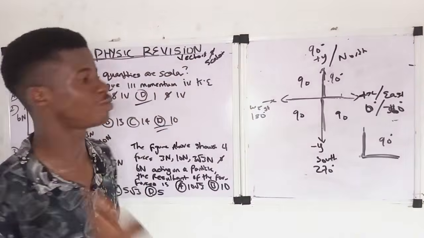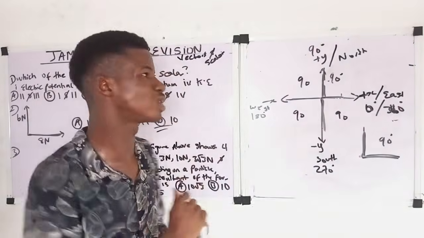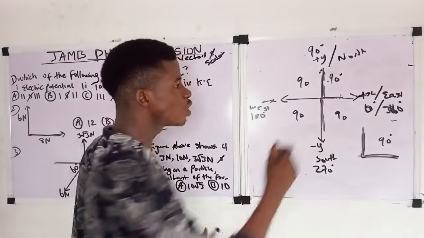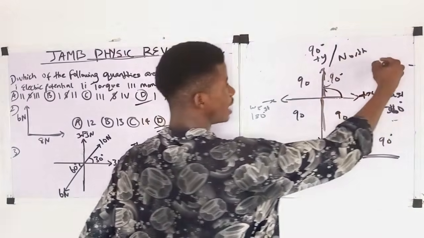But don't get yourself confused. When you want to form an angle, I told you guys that we make reference to the positive x-axis. So if you draw from the positive x-axis to this place, the angle is 90, right?